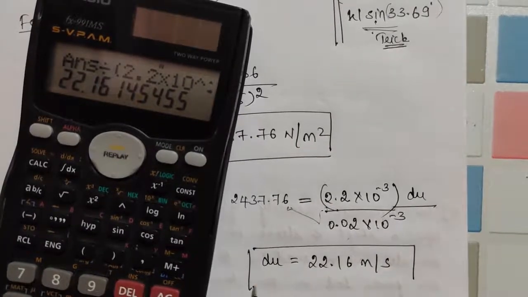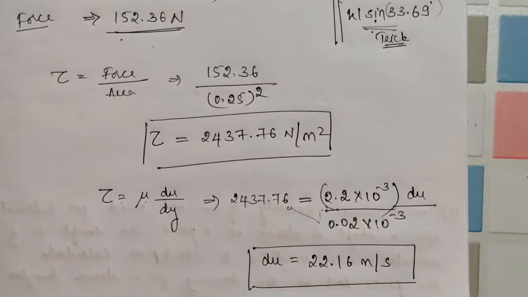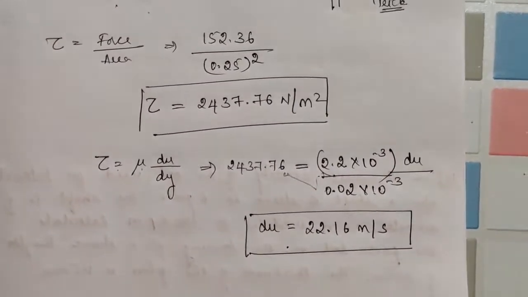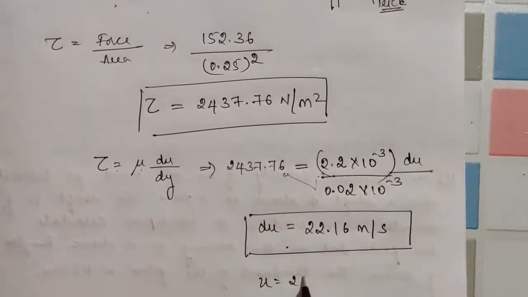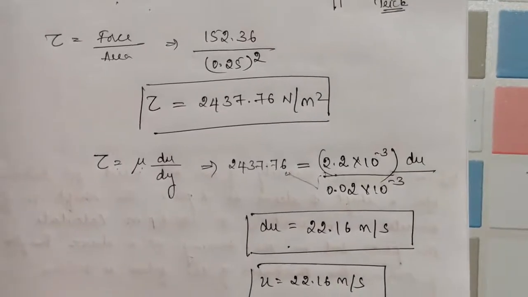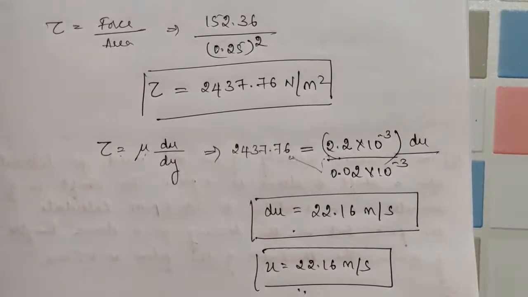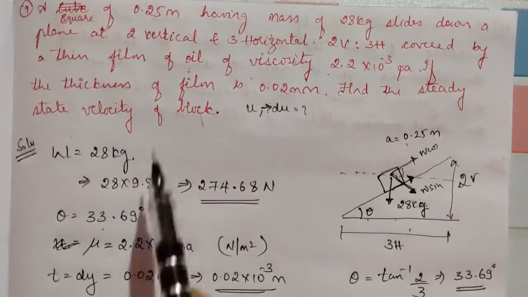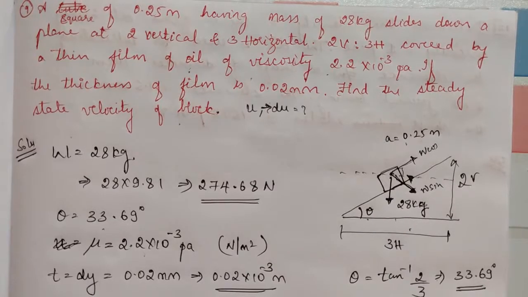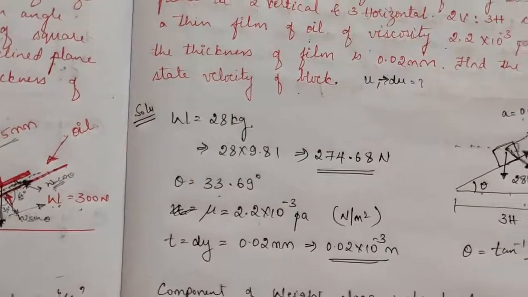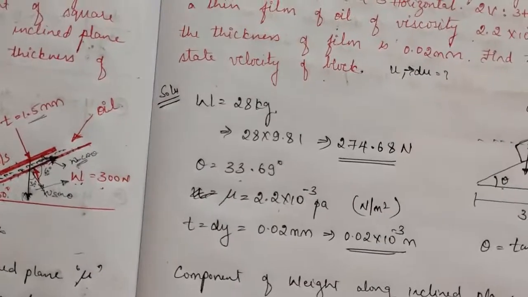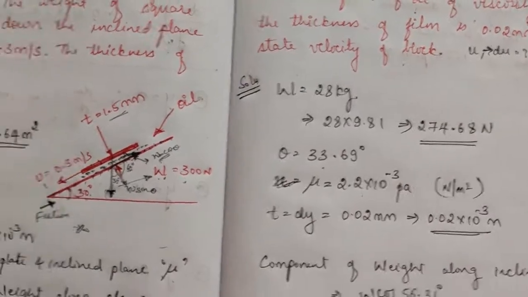So what is the value of velocity? What is the unit of velocity? It is meter per second. So the value of du is 22.16 meter per second. So you can write u also 22.16 meter per second. So this is the steady state velocity of the block which is asked in the question. So now we will go to the next problem. I am going through every type of problem so that you should not have any difficulty.